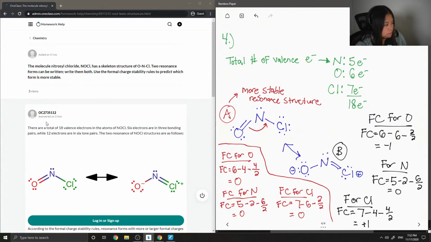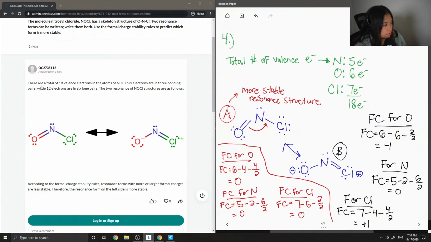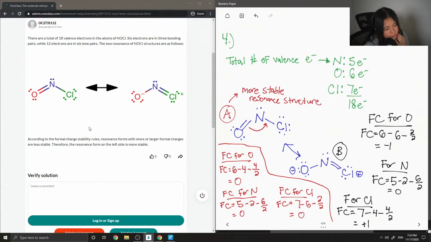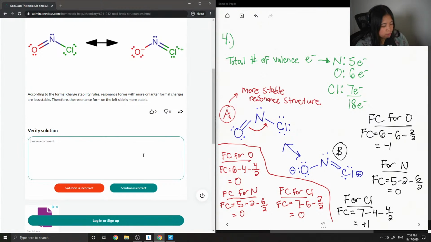Okay, so let's see what the junior tutor said. There are a total of 18 valence electrons in the atoms of nitrosyl chloride. 6 electrons are in 3 bonding pairs, while 12 are in 6 lone pairs. 2 resonance structures of nitrosyl chloride are as follows. Yep, and then according to the formal charge stability rules, resonance forms with more or larger formal charges are less stable. Therefore, the resonance form on the right side is more stable. Yep, so this solution is correct.